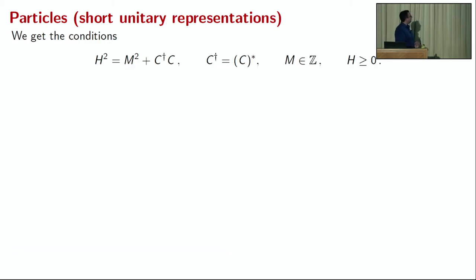So indeed, let's study this representation. The particles are short, meaning supersymmetric unitary representations. So this means that they satisfy a shortening condition, which I've written here: H squared is related to M squared and C dagger C. And then there are some other conditions. C and C dagger are complex conjugated to each other, and M is quantized. And as I said before, H is actually positive semi-definite.